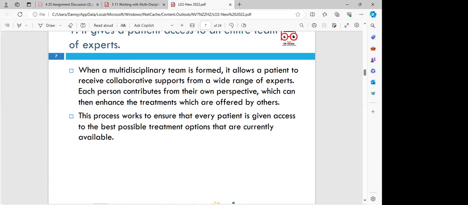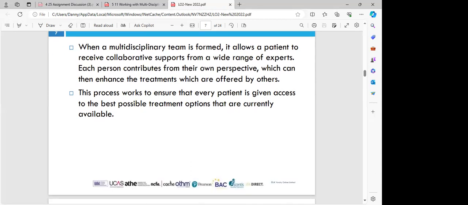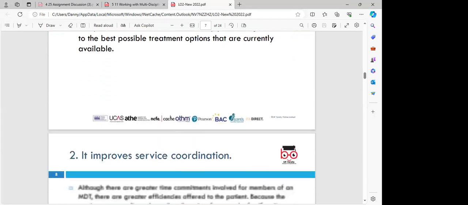Yes. Okay. All right. When a multidisciplinary team is formed, it allows a patient to receive collaborative support from a wide range of experts. Each person contributes from their own perspective, which can then enhance the treatments which are offered by others. This process works to ensure that every patient is given access to the best possible treatment options that are currently available. Very important.